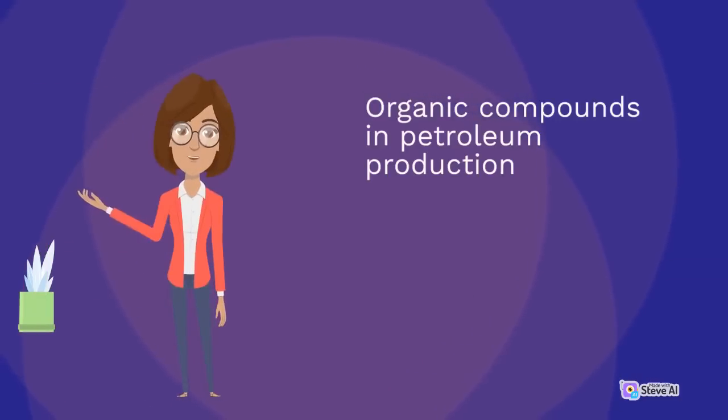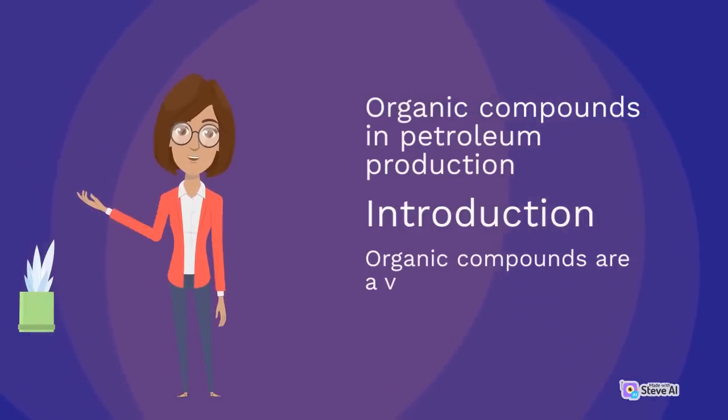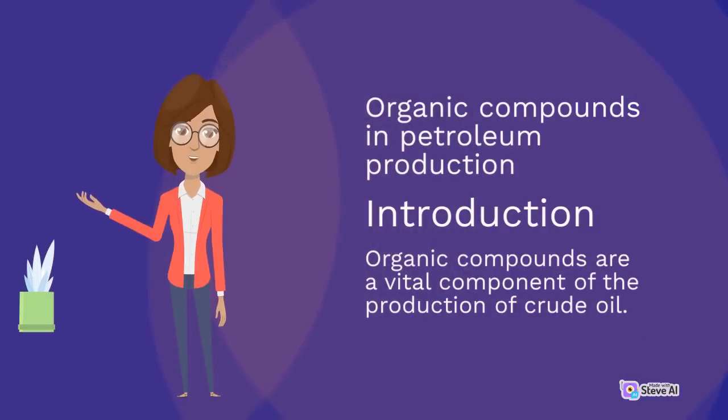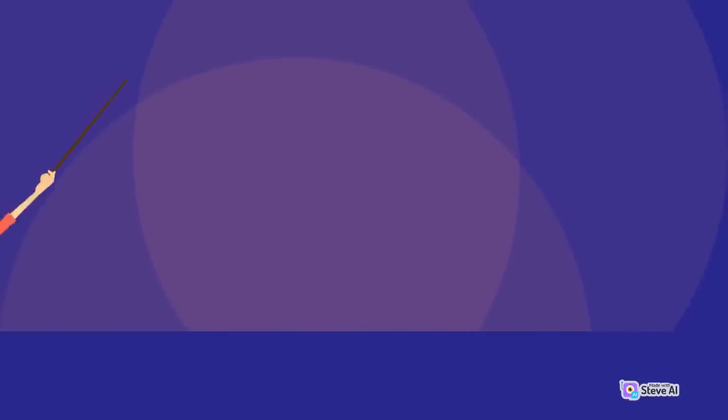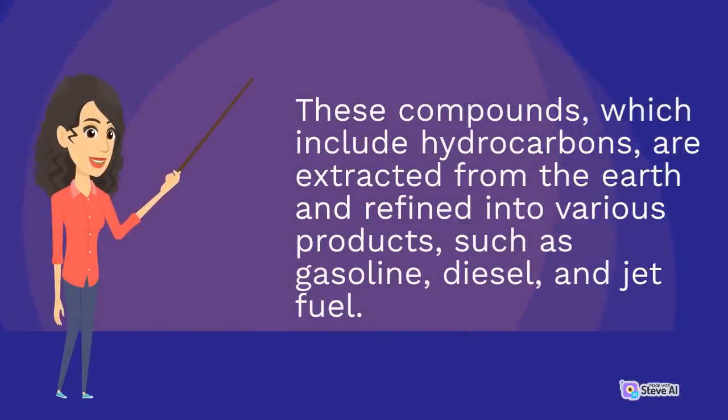Organic compounds in petroleum production. Introduction. Organic compounds are a vital component of the production of crude oil. These compounds, which include hydrocarbons, are extracted from the earth and refined into various products, such as gasoline, diesel, and jet fuel.